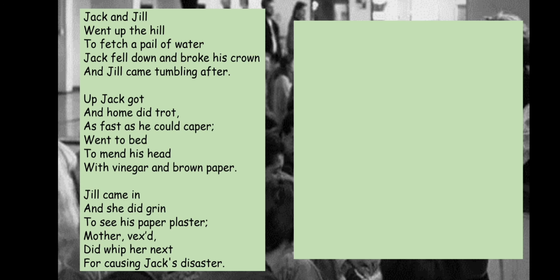Listen to this poem. Jack and Jill went up the hill to fetch a pail of water. Jack fell down and broke his crown, and Jill came tumbling after. Up Jack got and home did trot as fast as he could caper, went to bed to mend his head with vinegar and brown paper. Jill came in and she did grin to see his paper plaster. Mother vexed did whip her next for causing Jack's disaster.